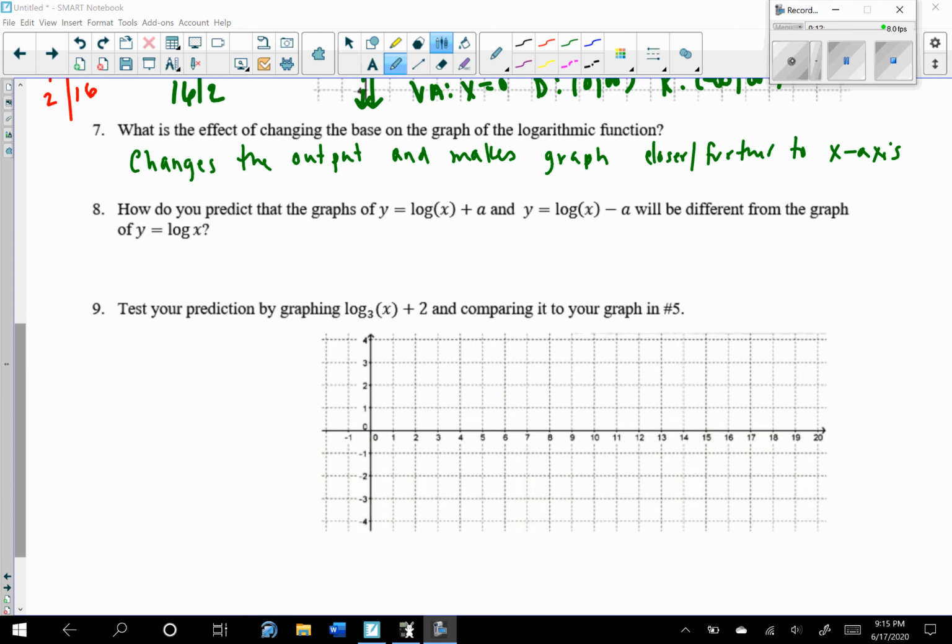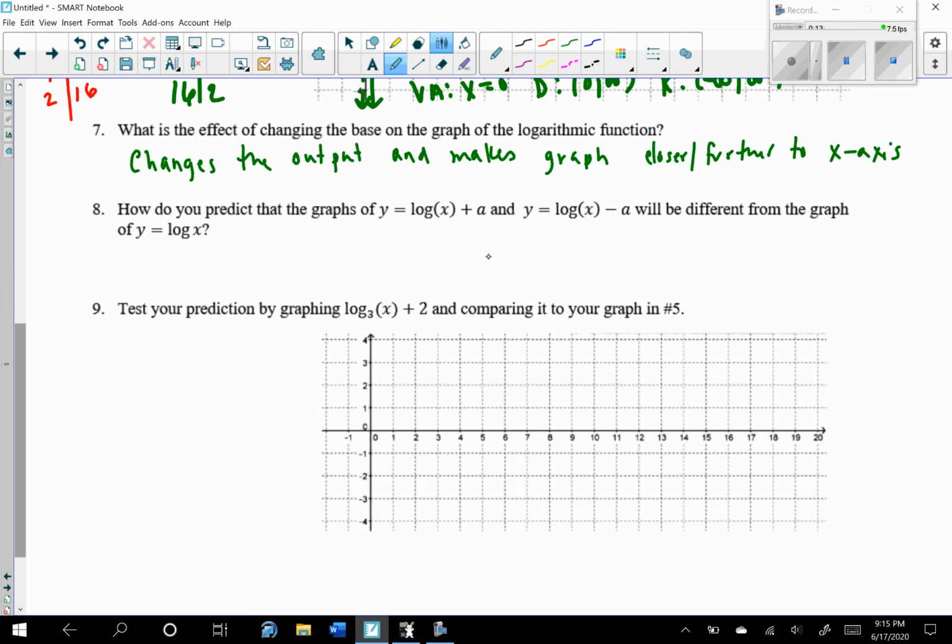How do you predict the graphs of y equals the log of x plus a and y equals the log of x minus a will be different from the graph of y equals the log of x? Notice that this a is not on the inside, it's not part of the argument. Remember, the argument is what you're taking the log of. So this is not a part of the argument. So that means, what do we think is going to happen?